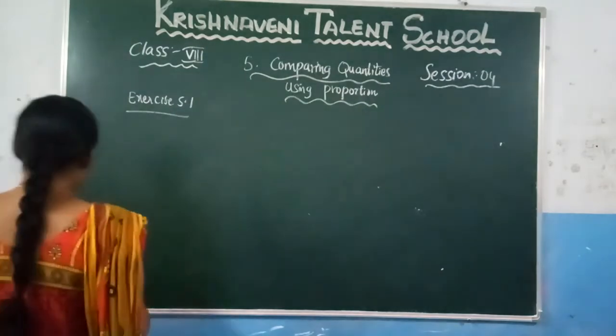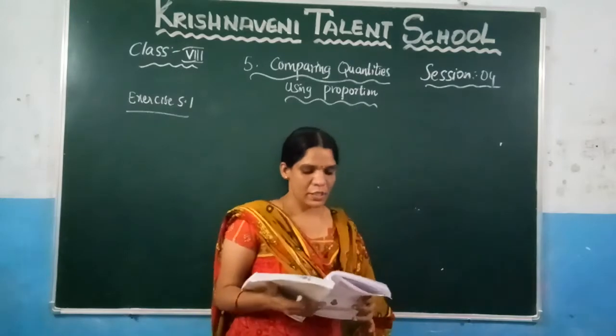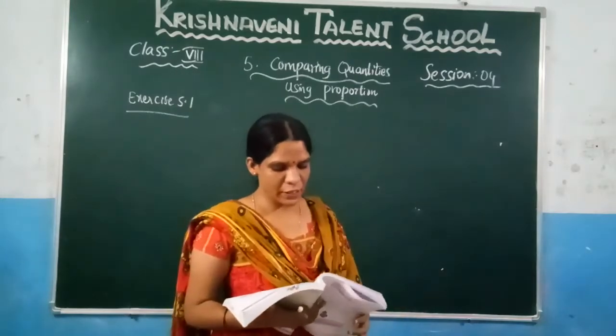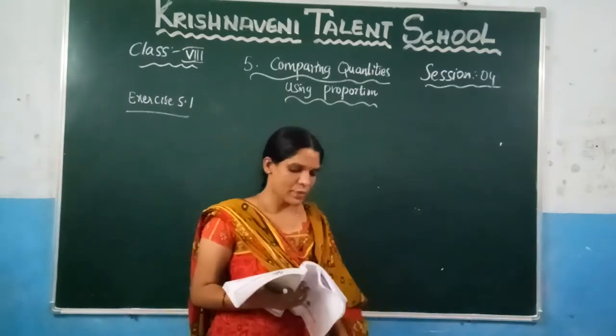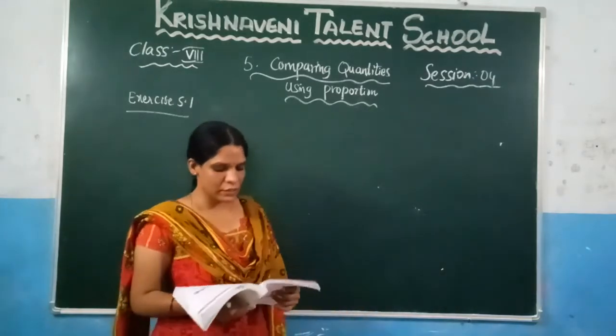So see the next question. What is the question given here? Find the ratio of the number of vowels in the word Mississippi to the number of consonants in the simplest form. Here they have given one word. What is that word? Mississippi.